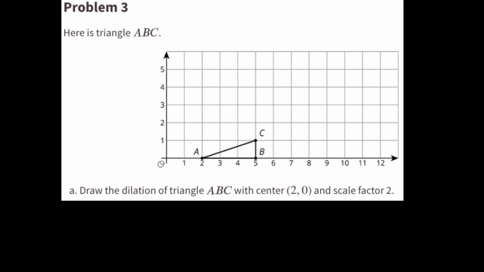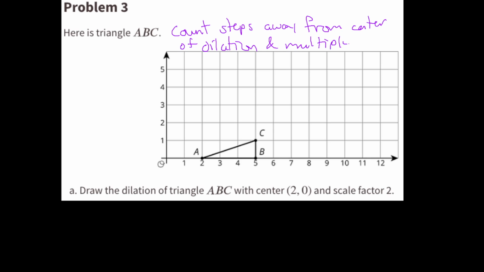All right. For problem number 3, it says here's triangle ABC. For the first one, draw the dilation of triangle ABC with center 2, 0 and scale factor of 2. So again, make sure you're counting. Count steps away from center of dilation and multiply by scale factor.